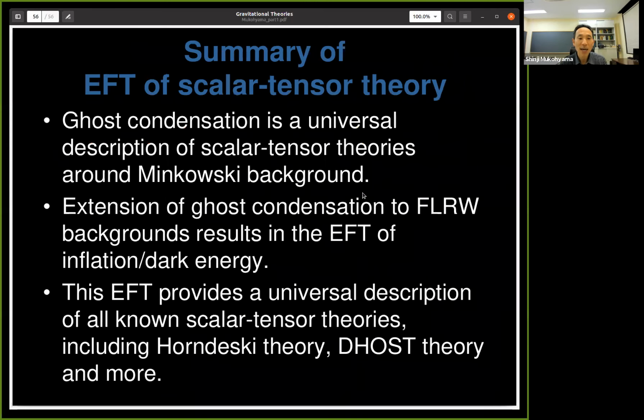Okay. So let me summarize the effective field theory of scalar-tensor theory. The ghost condensation is a universal description of scalar-tensor theories around Minkowski background or de Sitter background. And the extension of ghost condensate to the Friedmann-Lemaitre-Robertson-Walker background results in the effective field theory of inflation or dark energy. And this effective field theory provides a universal description of all known scalar-tensor theories, including Horndeski theory, DHOST theories, and more. Okay. I think this is the end of this section and the end of today's lecture.